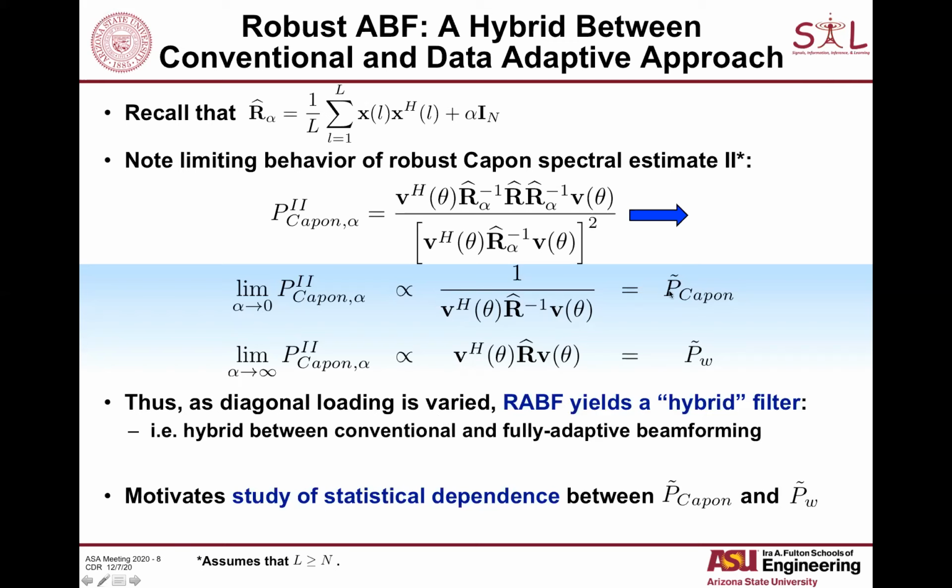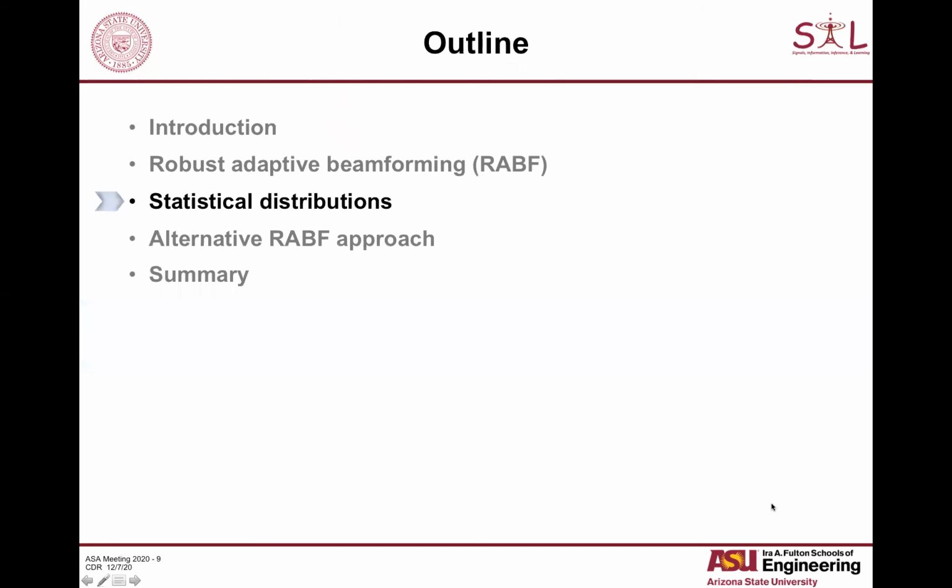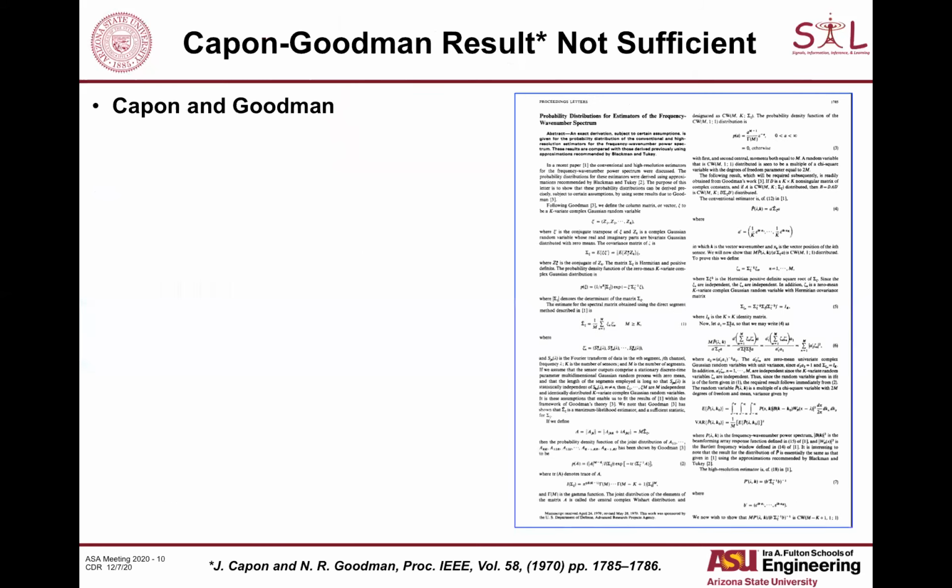This motivates us to ask the question: what is the statistical dependence or coupling between these two statistics? By the way, when I looked at the value as alpha approaches 0, I assumed that L was greater than or equal to N. But if we ask about the statistical dependence between these two spectral statistics, it turns out there are a few things that we already know.